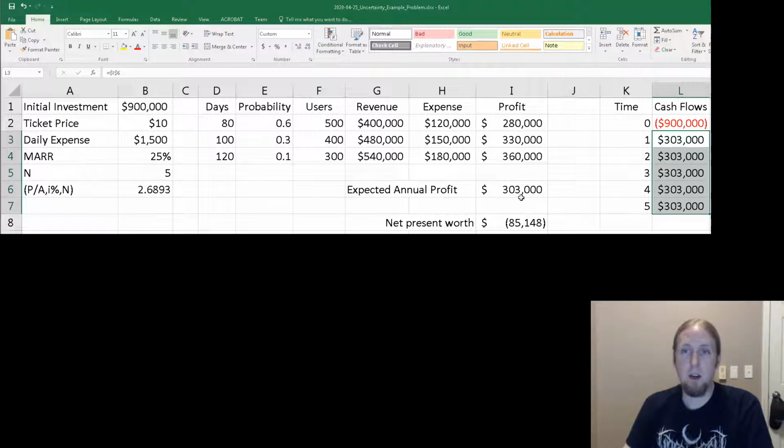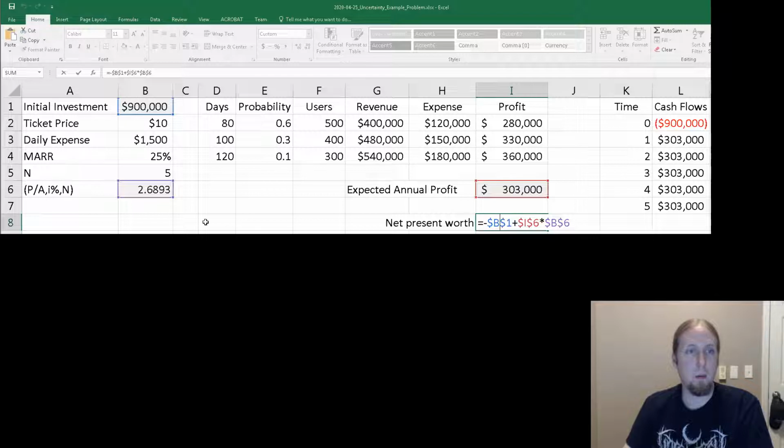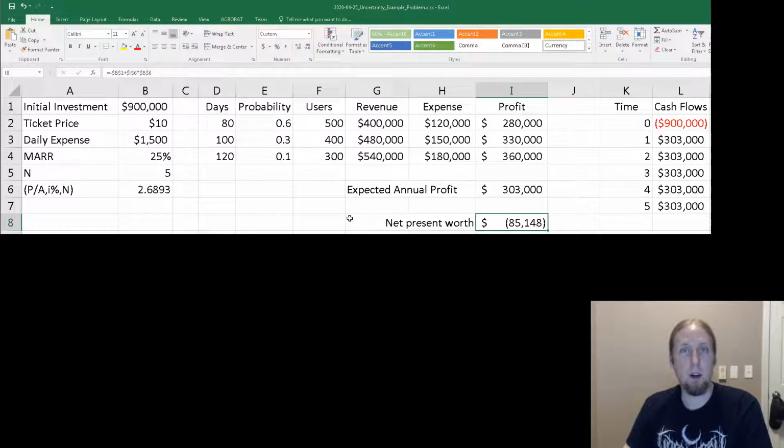So I take this $303,000, I multiply it by my P given A, and then I subtract my initial investment of $900,000. That gives me a net present worth of negative $85,148 in the hole. So we have a negative present worth in this case. So we would say that this project is not worthwhile.